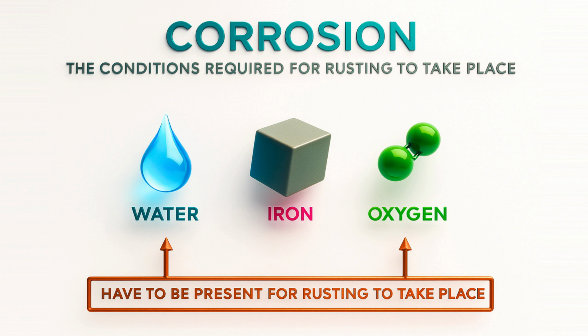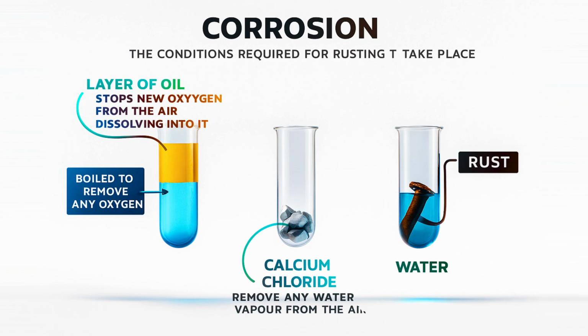Now, for rusting to take place, 2 conditions must be met. Iron must be in contact with both water and oxygen from the air. This can be demonstrated through a simple experiment involving 3 test tubes, each containing an iron nail. In the first test tube, we place boiled water with a layer of oil on top to prevent oxygen from entering and dissolving into the water. The boiling removes any dissolved oxygen, and the oil acts as a seal to keep new oxygen out.